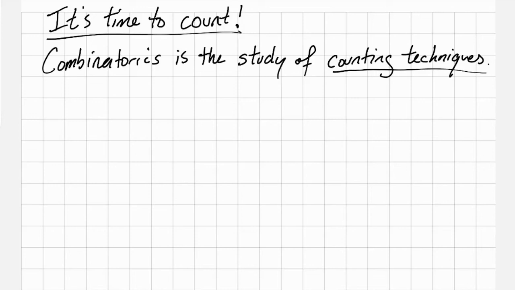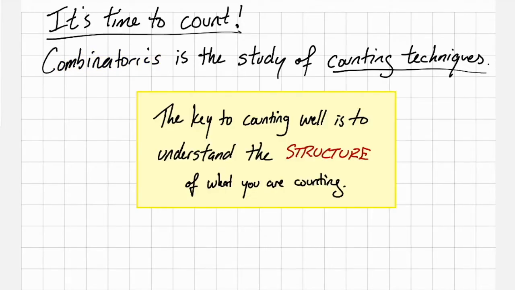Hello, welcome back. In our previous videos, we've been exploring collections of discrete objects, and now we're going to develop techniques to count them. The study of counting techniques is called combinatorics. As you'll see, it requires a different kind of thinking. The key to counting well is to understand the structure of what you're counting.